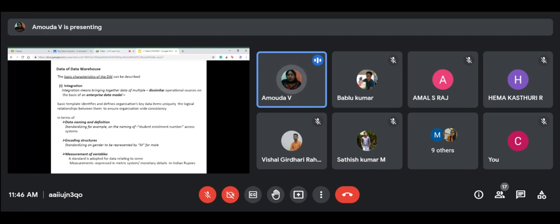What do you mean by that? Data naming and definition, what does it mean? Encoding structures, what is that? Measurement of data. Naming: different names will be given by different people and different structures may be there. Suppose, do you know your ID number? Tell me your ID number. One of the students, tell me your ID number.